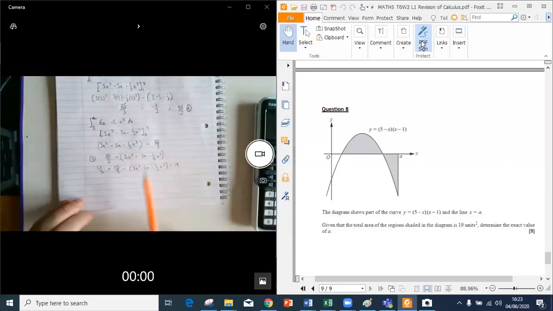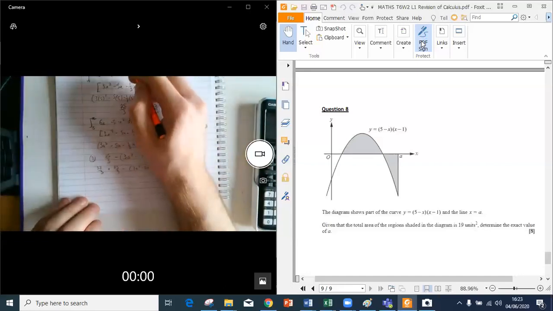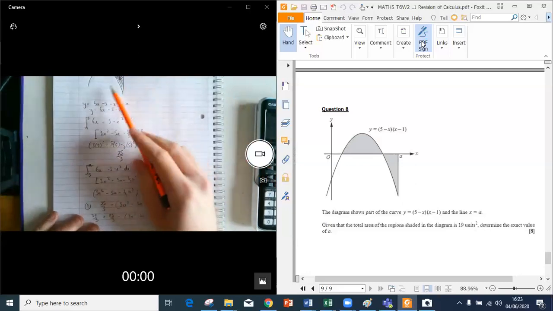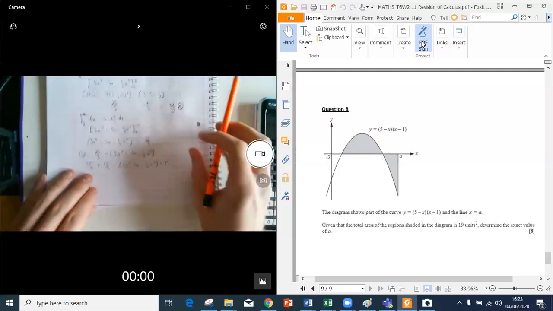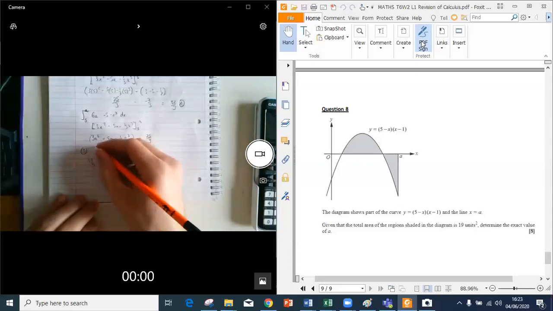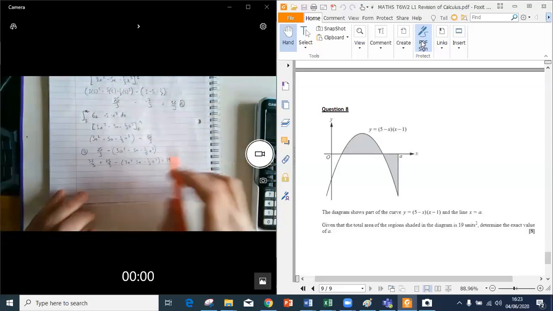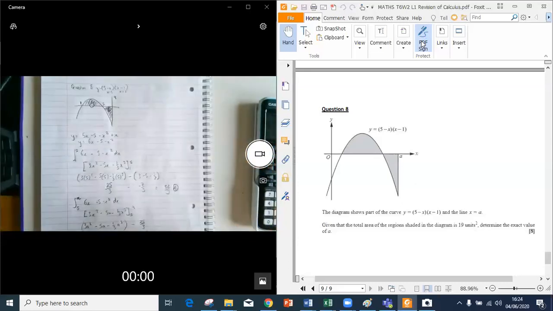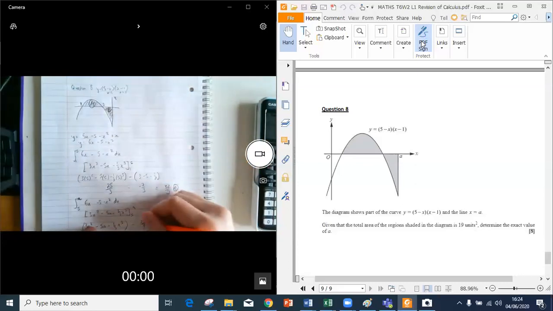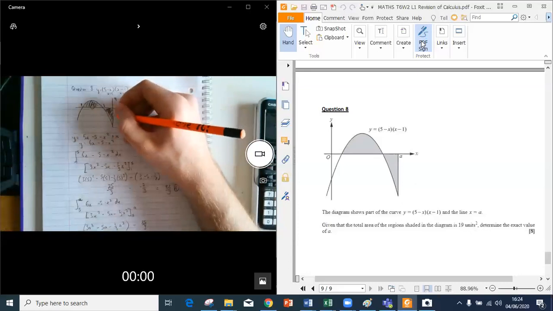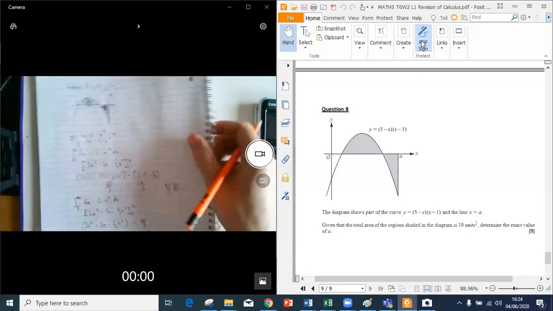So let's just make sure you're happy with why I times this by minus 1. So this bit gives me the area here, so it should be negative. I want that as a positive, so I times by minus 1 to change the negative into a positive. So this is the positive area. So I add it with A, and that gives me 19. If I didn't times by minus 1, and I just added this with A, then what it would give me is A take away this. Because remember, negative area would take away from the positive area.